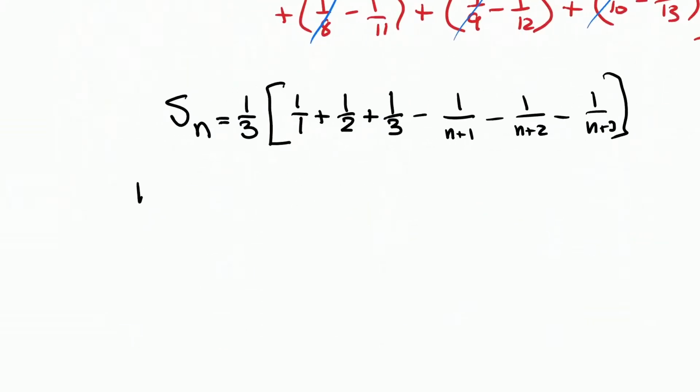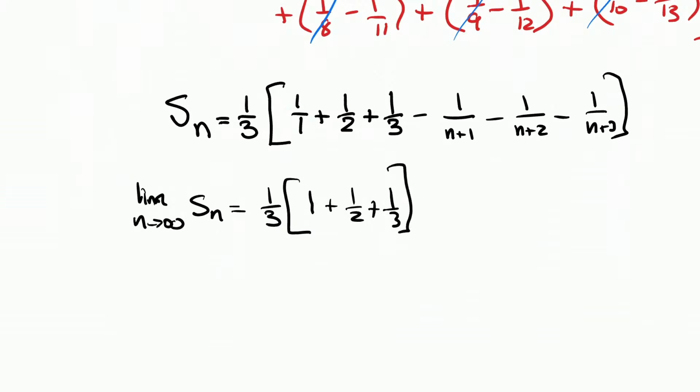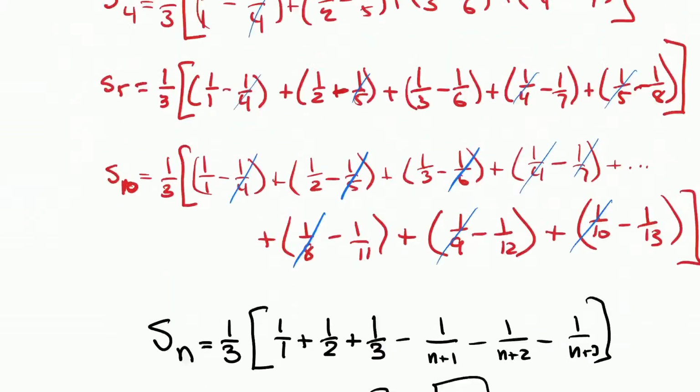That's my S sub n, and now we just take the limit. The limit as n approaches infinity of this partial sum is just 1/3 times 1 plus 1/2 plus 1/3. Done. So I suppose we could write this out. What's that going to be? 11/6 times 1/3, so 11/18. Is that the right answer, I hope? 5/6 plus 1 is 11/6. Yeah, that looks good. So anyway, that's the sort of thing. By the way, this is telescoping.